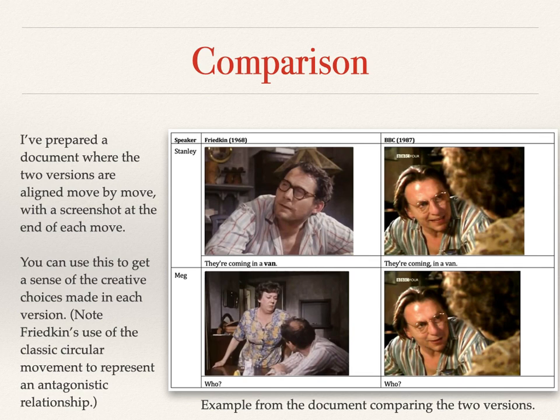They're coming in a van. They're coming in a van. So 68, 87. Who?